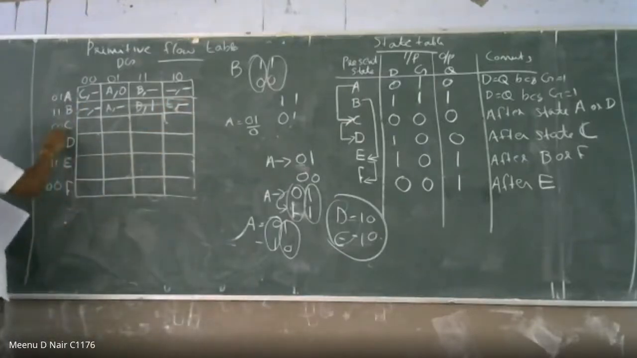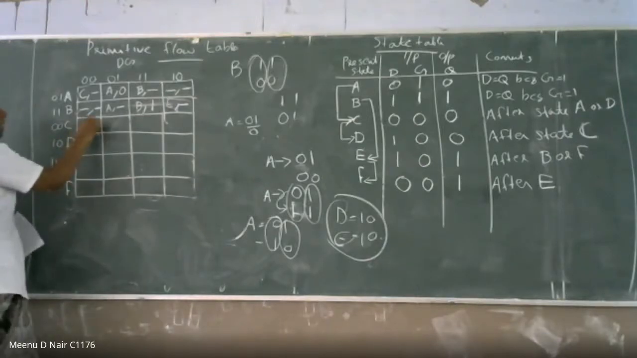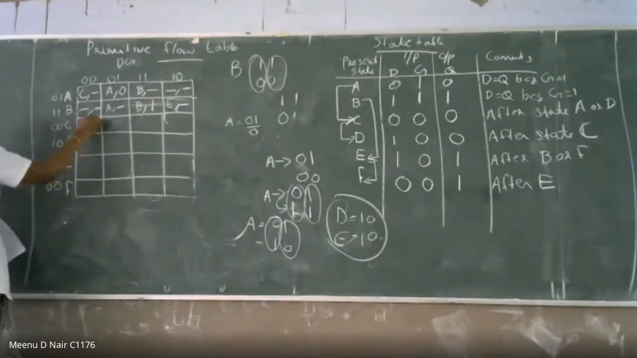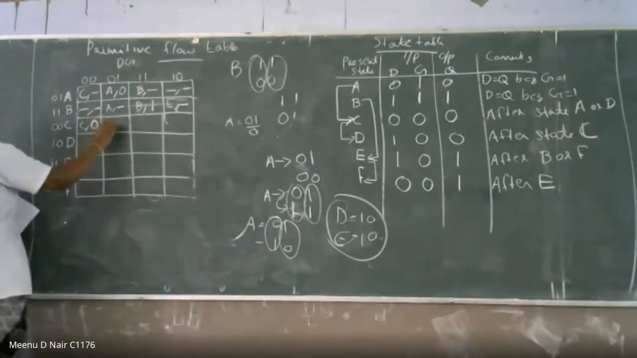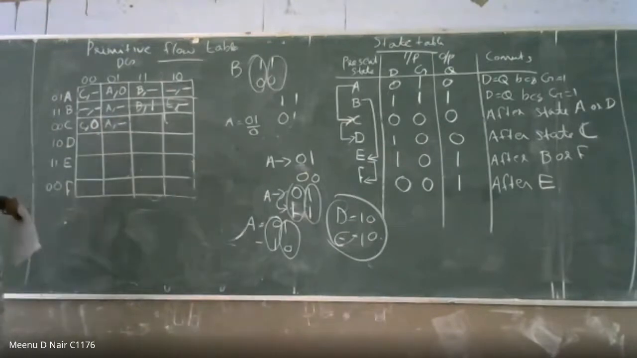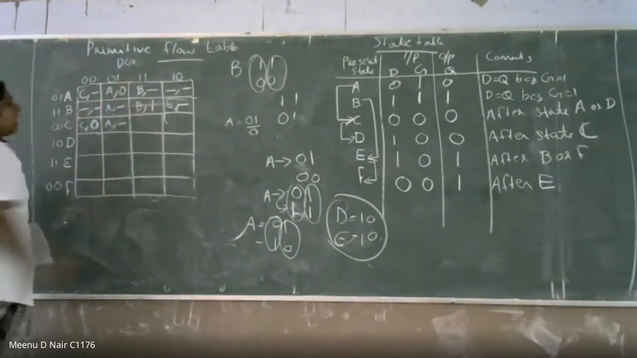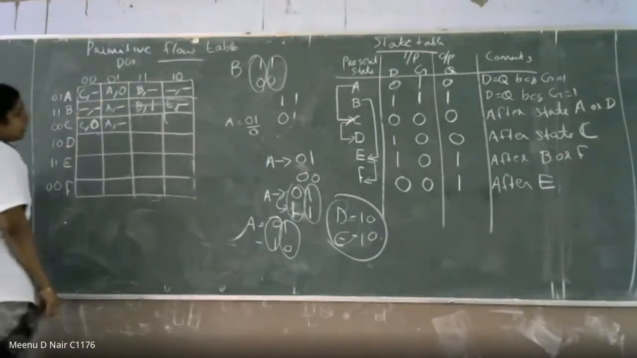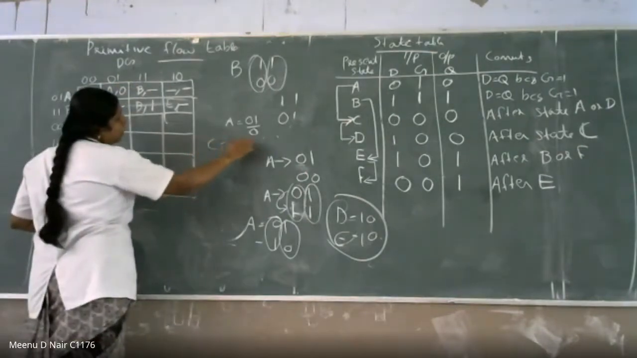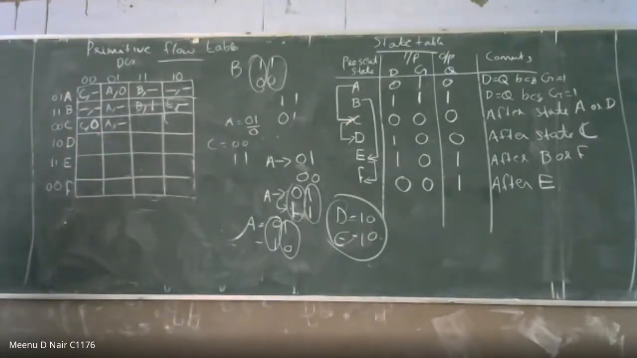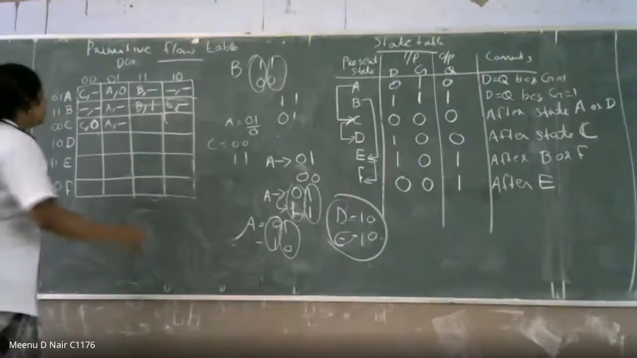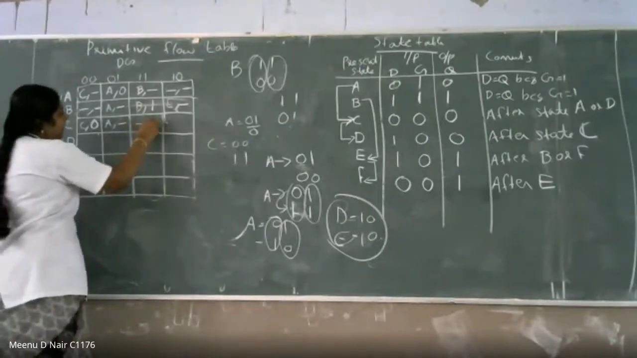Then this one, C 0, 0. So that will be C comma 0. The same only, right? Then 0, 1 is A comma dash. Then is 1, 1 possible? C is 0, 0. It is asking for the 1, 1 condition. Is it possible or not? No. So you can put it as dash comma dash.